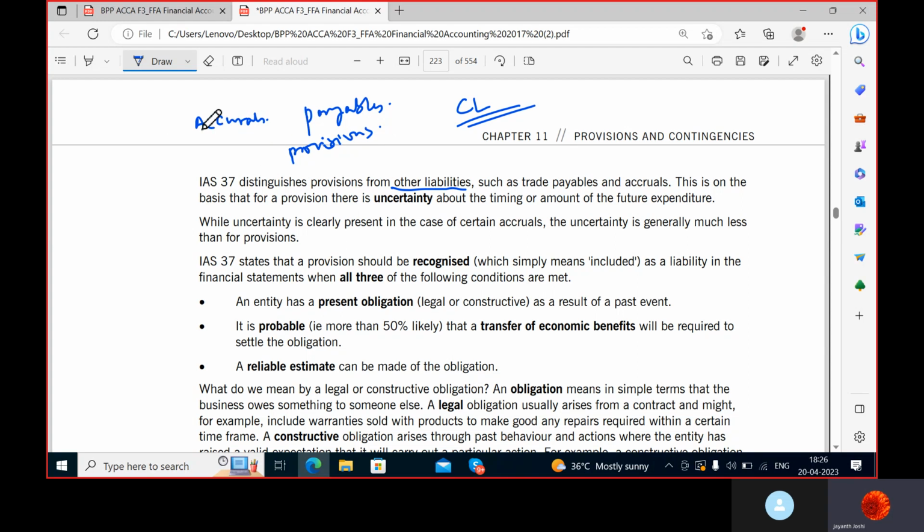What differentiates provision from accruals and prepayments? Only one term, that is uncertainty. For accruals, we know that the amount will be certain to some extent. For payables, we definitely know that the amount will be certain. So these are the two types of liabilities for which the timing and the amount will be certain. Only provision is the kind of liability for which we don't know the timing or the amount, because both are uncertain. That is the point of differentiation between provisions and other types of liability.